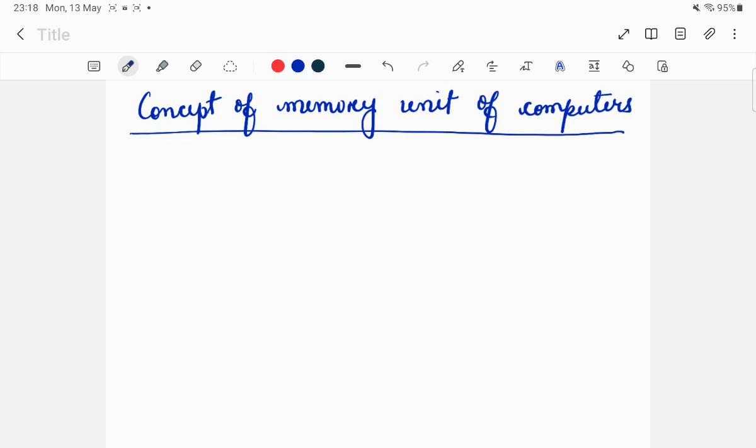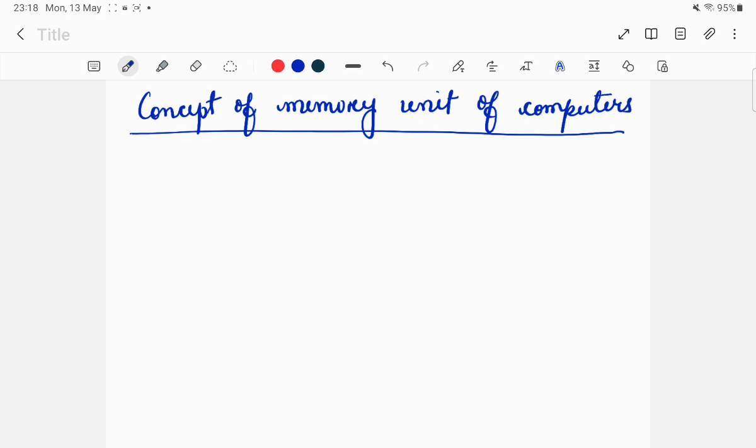Whenever a computer is given some data or told to execute something, the computer needs some kind of space or memory to remember them. Only then can it execute the next functions. So for that we will have to understand the concept of memory of a computer. Basically we will be studying the unit of memory of a computer.